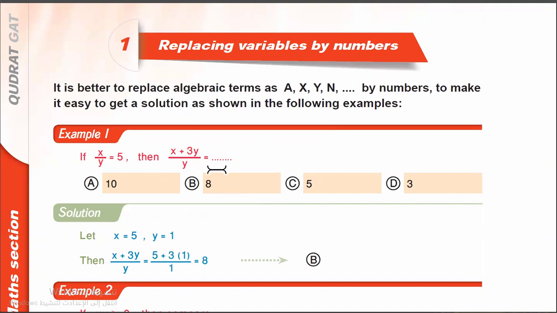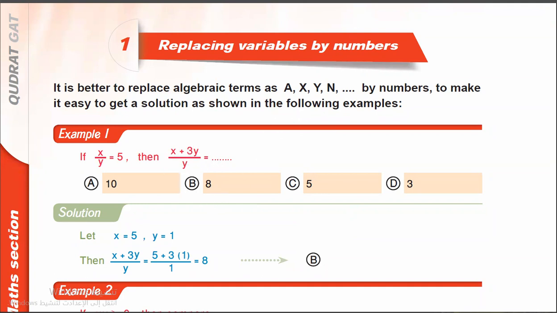Now I want to solve this problem. Example 1. Okay, if x over y equals 5, then what is x plus 3y over y? How do I solve the problem? If you have this example, what will I do here? Now I have here x over y equals 5, then x plus 3y over y. So what will I do?